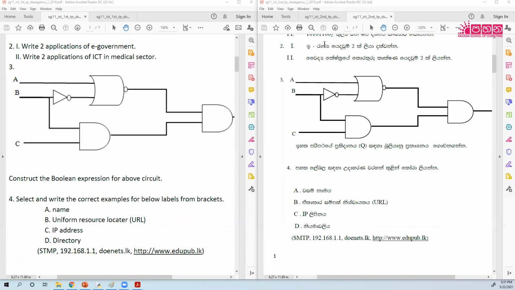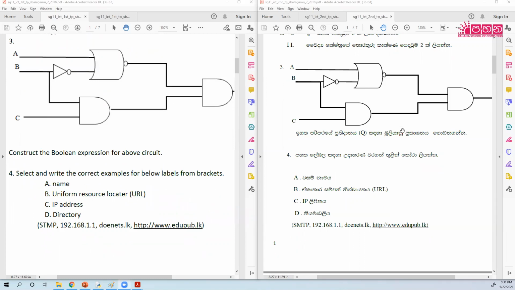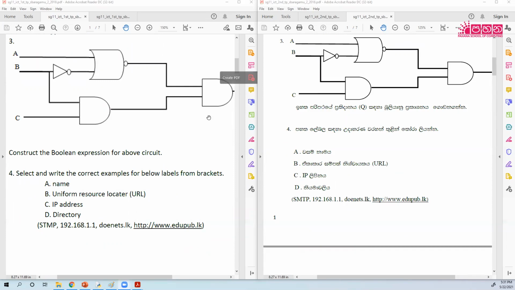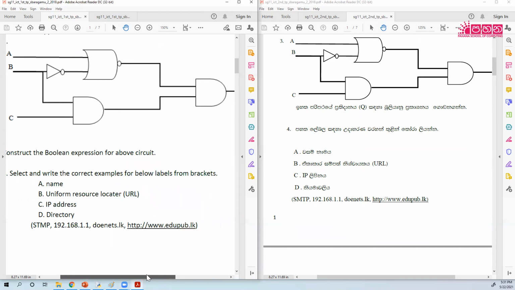Third one, you have been given a circuit. We need a Boolean expression. Right? So let's say this is Q. We need to find the expression for Q using A, B, C. Right, let's start. Okay, so this is Q. We need to find out what Q is. Right, the final expression Q is, what is Q?